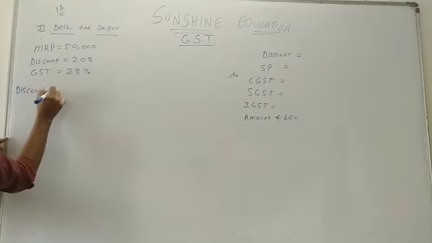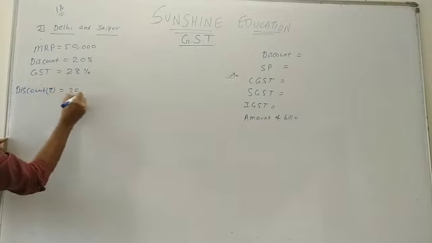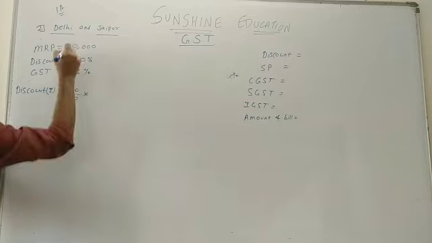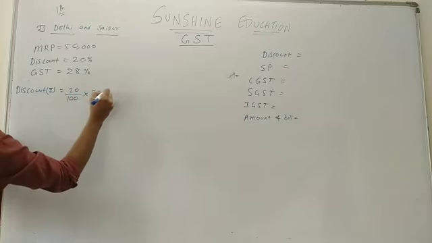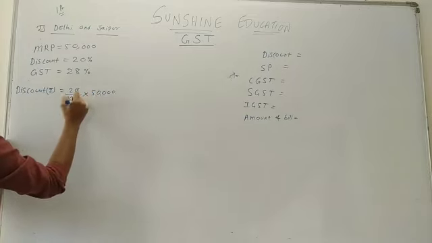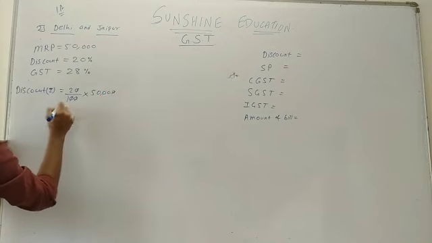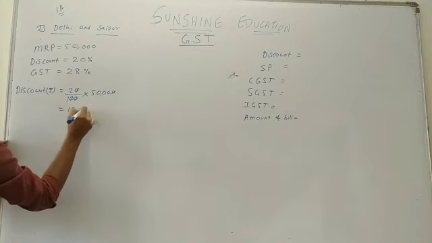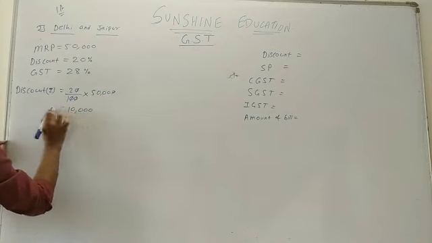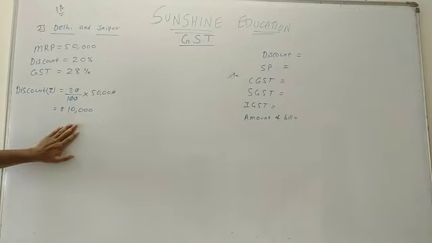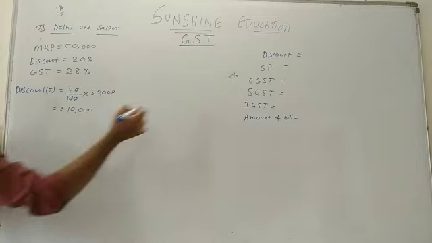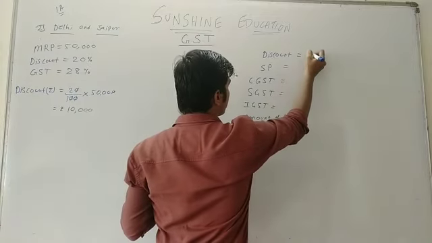Discount in rupees is equal to 20% of 50,000. The zeros cancel. 5,000 into 2 is 10,000. So the discount is 10,000. Now I can write over here 10,000.